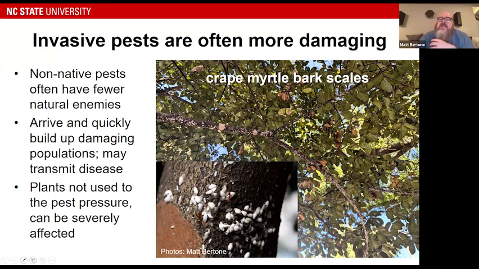They don't have many natural predators. We do have predators of them here and parasitoids, but they're not well equipped enough to completely control them. And this is where you get these huge outbreaks of the pest. Some of these things also transmit diseases, so they bring with them pathogens that can actually harm the plants as well. So invasive pests are typically much more of a problem to plants than native pests.